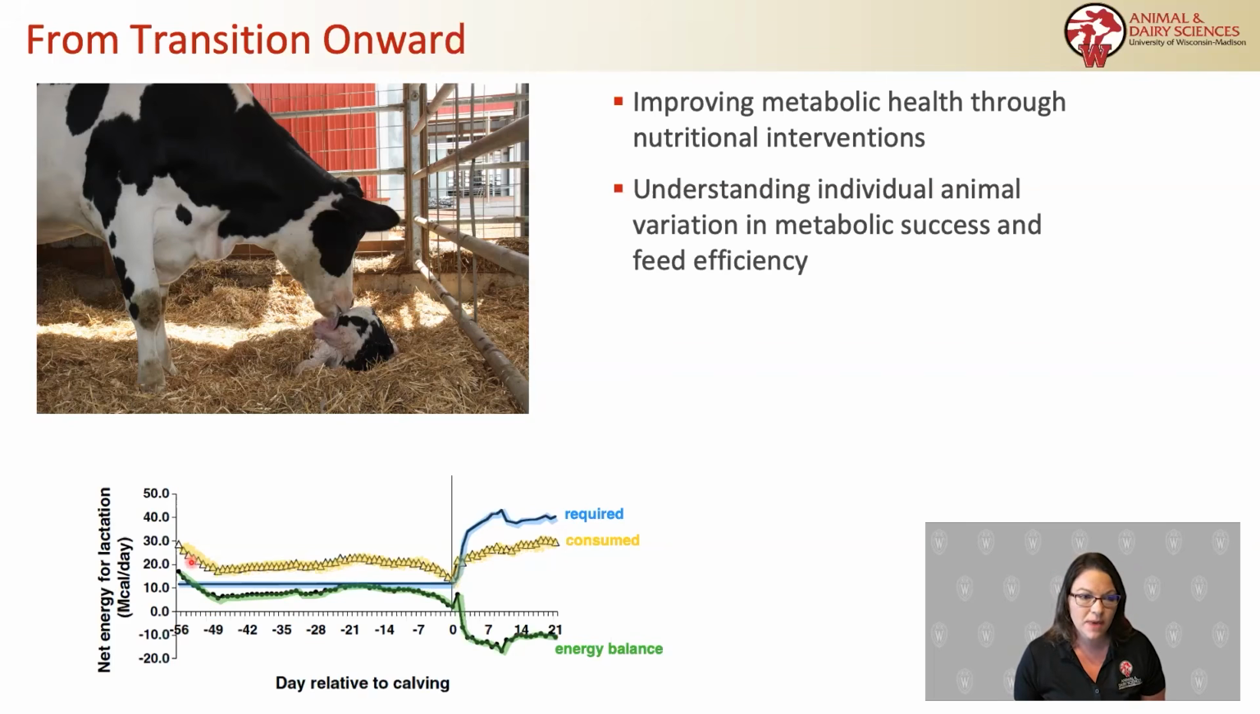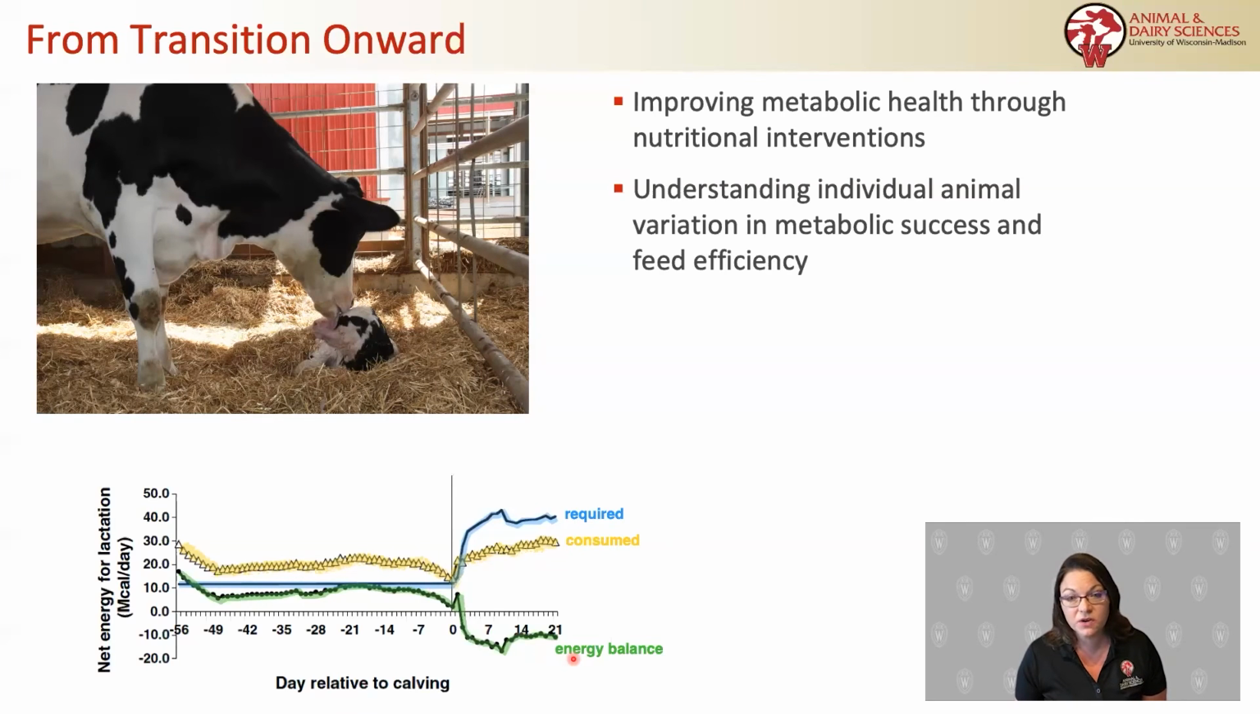And that's shown schematically here at the bottom, energy consumed in yellow compared to energy requirement in blue on the left side of that figure. When she's a non-lactating cow or dry cow, it's easy for her to meet those energy needs and she remains in positive energy balance, this green line here. But as we have parturition and the onset of lactation, her energy requirements quickly exceed what she can consume, and she enters into negative energy balance.